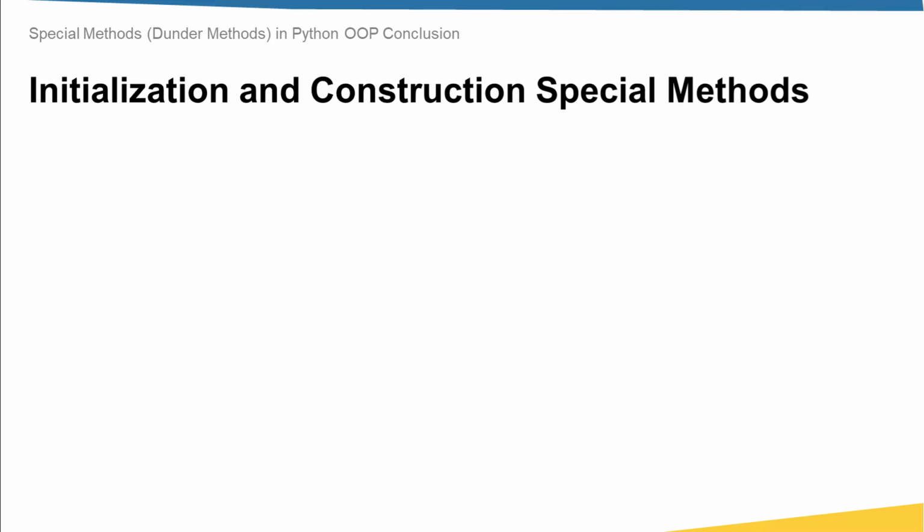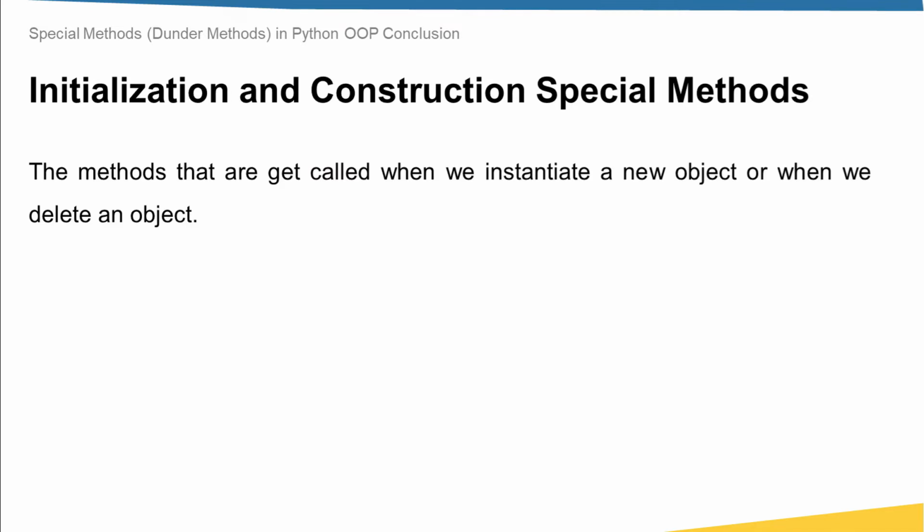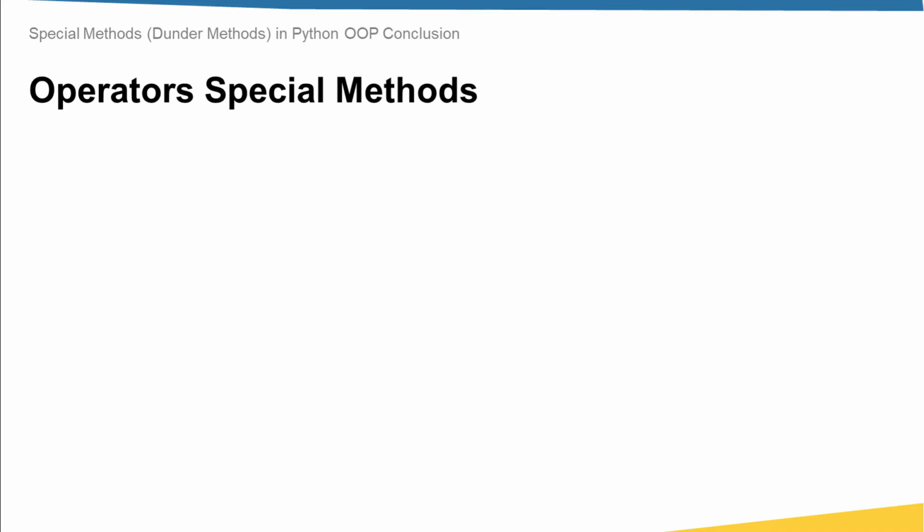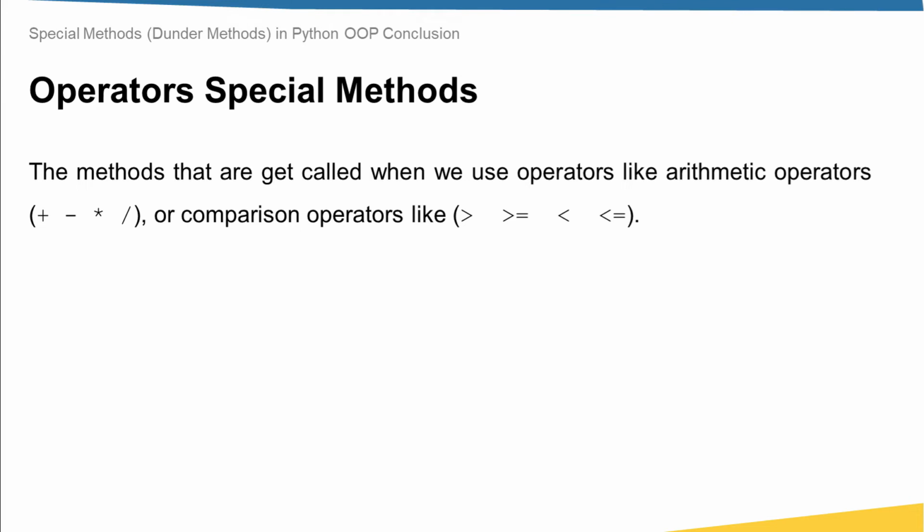The first one was initialization and construction special methods. We have seen that these methods usually get called when we want to instantiate a new object or when we want to delete an object. Examples of these methods are init and del. The second type that we have learned about is operators special methods. We saw that these methods usually get called when we use operators with objects of our classes. Examples are arithmetic operators, like plus, minus, etc., or comparison operators like larger, larger or equal, less, less or equal.